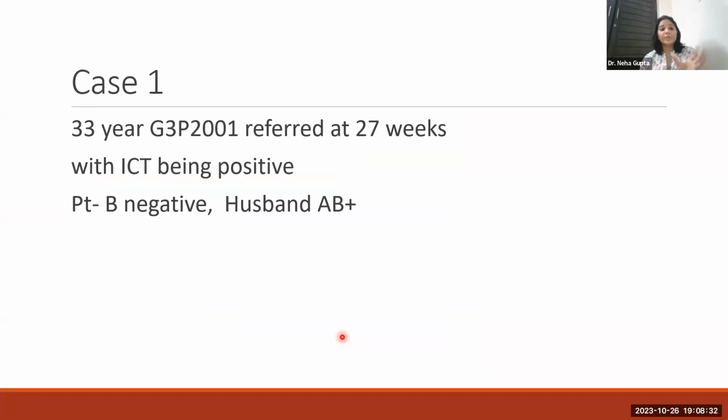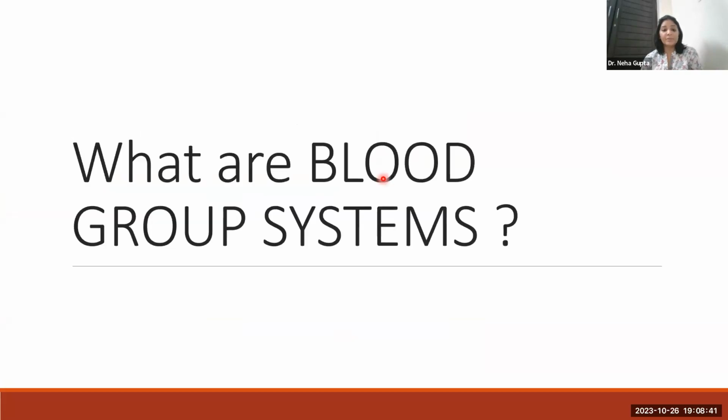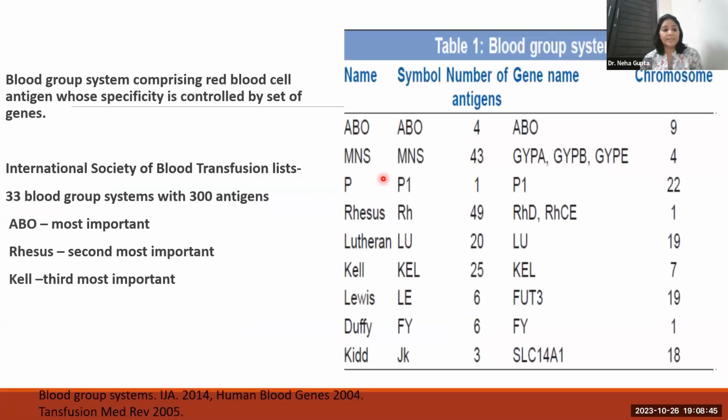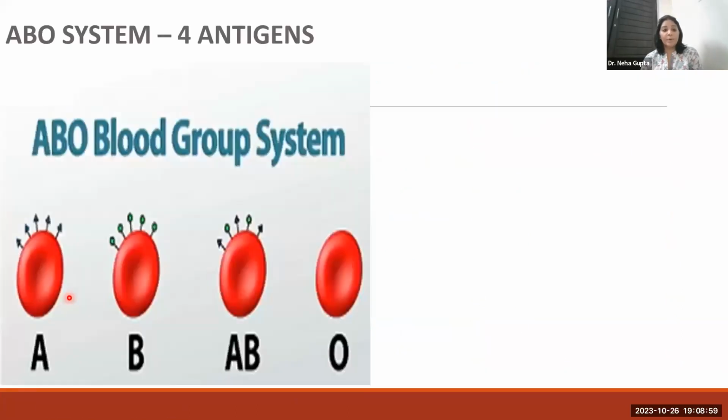A 33-year-old Gravida 3 Para 2 with 1 living issue was referred to us at 27 weeks with ICT positive. She was B negative and the husband was AB positive. A little bit about the blood group systems. There are 33 blood group systems that have been identified by the International Society of Blood Transfusion, with 300 antigens, and 3 of them, the ABO system, the rhesus system, and KEL, are the most important.